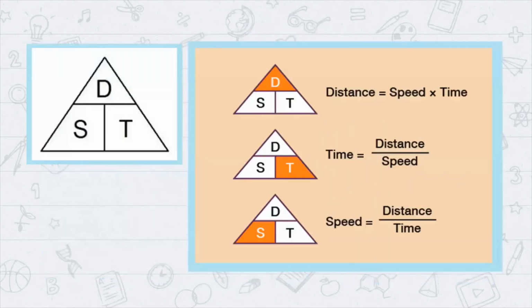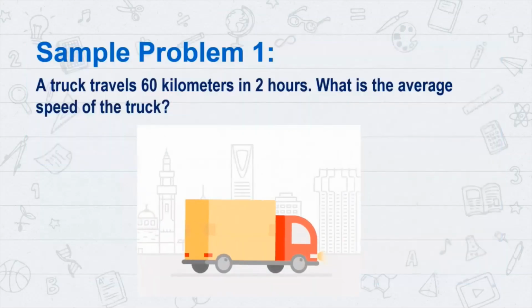Remember this triangle when solving speed problems. When we are looking for the distance, we just have to multiply speed and time. When we are looking for time, we just have to divide distance by speed. Lastly, if we want to find speed, just divide distance by time. Okay, are you ready now?